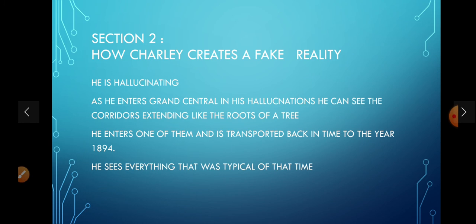Let's see, now we will do section 2. How did Charlie create a fake reality? See, Charlie's issue was very serious, and the problem is he was not even aware of it.